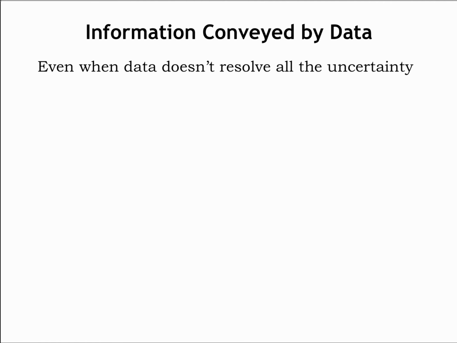Suppose the data we receive doesn't resolve all the uncertainty. For example, when earlier we received the data that the card was a heart. Some of the uncertainty has been resolved since we know more about the card than we did before receiving the data, but we don't yet know the exact card, so some uncertainty still remains. We can still use the formula for information content from the previous slide using the probability of the data we received to compute the information content.